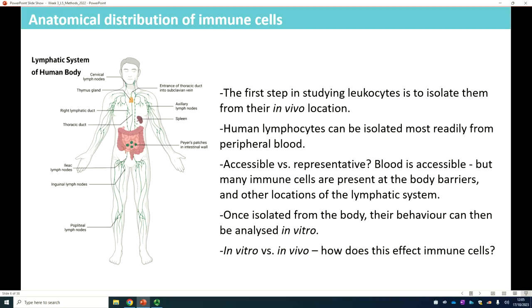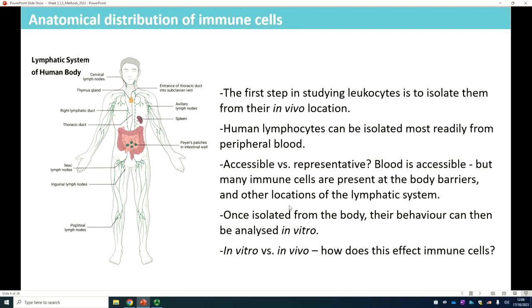Obviously blood is accessible, but many immune cells are also present at the body barriers, including mucosal sites, as well as other locations of the lymphatic system. So you have to bear that in mind, whether it's accessible or representative.